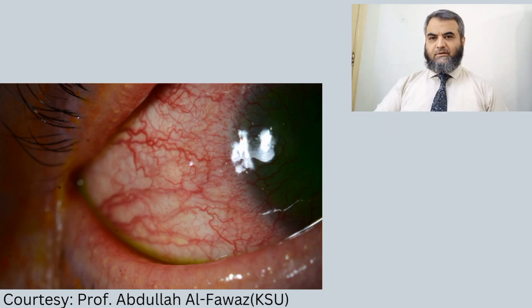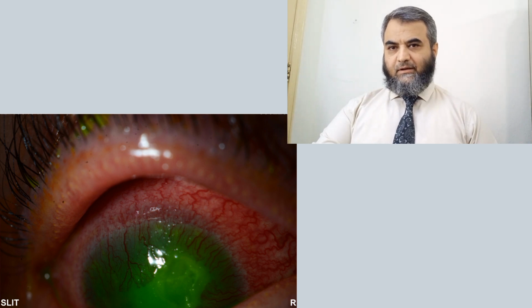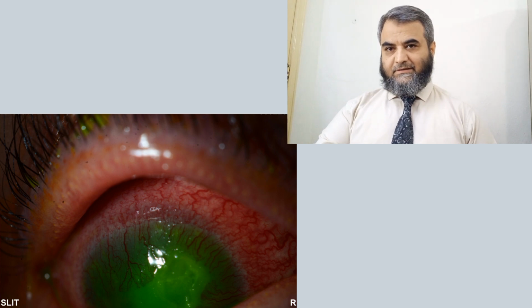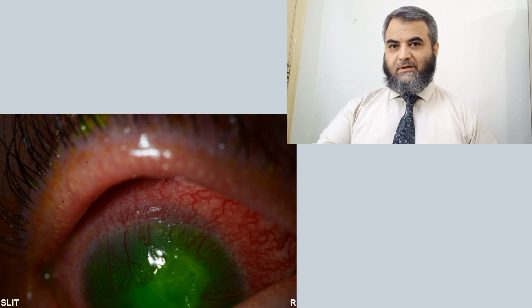This is another anterior segment photograph of the same patient. You can see how much ciliary inflammation and congestion there is, and all the blood vessels are congested. This is the superior area, again with deep ciliary congestion, and you can see how much the superior part of the corneal ulcer is extended. The discharge was minimal, and there were no signs of infection.